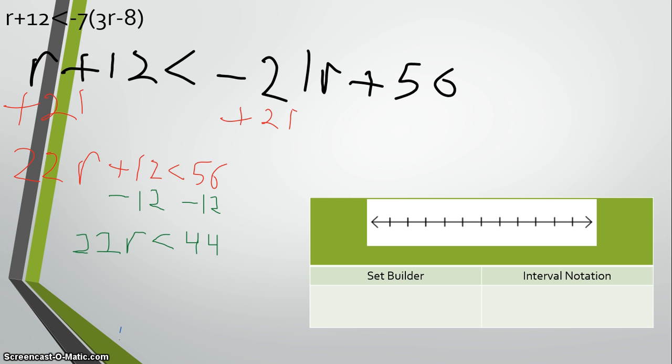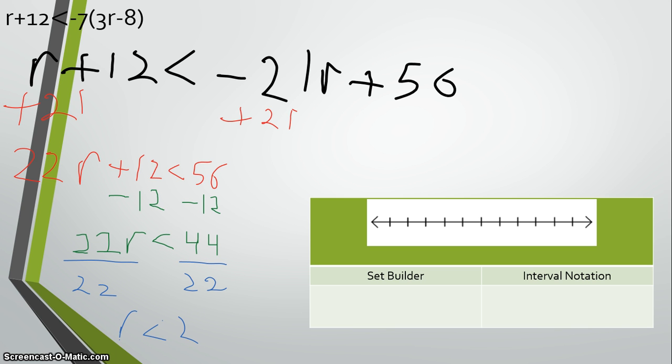Also, now what we need to do is do 22r divided by 22, because we need to get the variable by itself. We still didn't do that yet. So we're just going to divide on both sides. So 22r divided by 22 and 44 divided by 22. That'll leave us with r is less than 2. Now you're probably saying to yourself, hey, we finally did it. No, you're wrong. You still have to do the stuff on the bottom right.